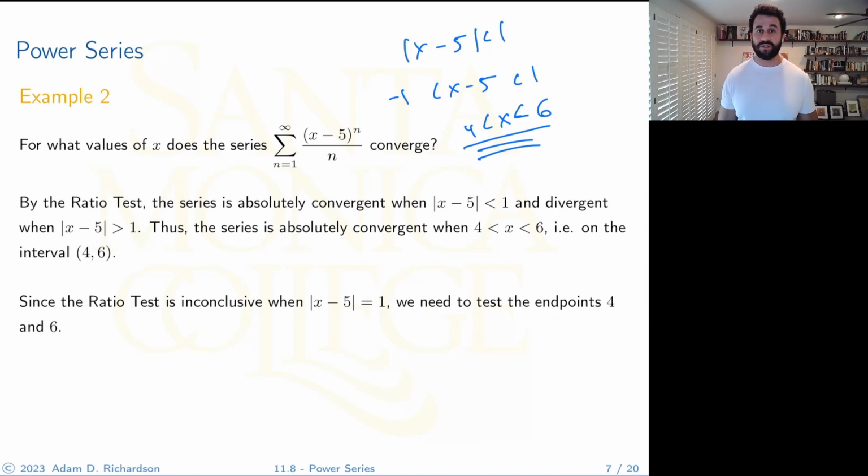We have to test those specifically by plugging those endpoints back in for x in our original series and then determining the convergence of that resulting series. Sometimes it can get a little bit tedious, but this is why we spent so much time learning how to determine the convergence of series for the past 7 sections. Now you probably have a lot more comfortability saying, oh, that's going to diverge, that's going to converge. Now you're going to use that skill literally right here. So we're going to test the endpoints. Plug in the number 4, see what happens. Plug in the number 6, see what happens.